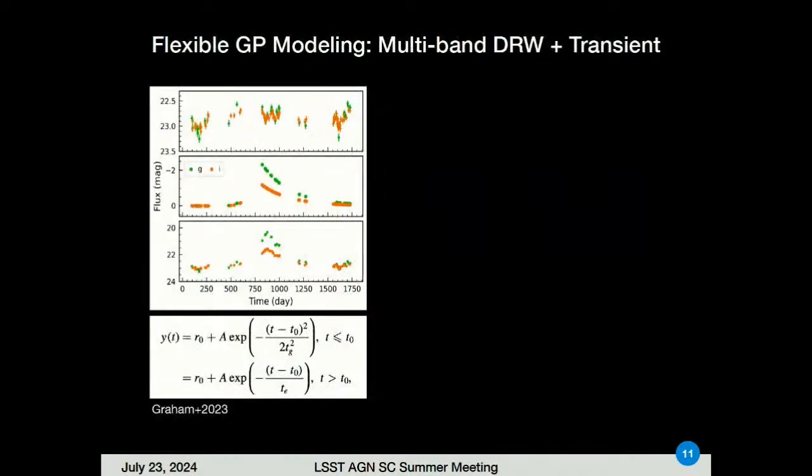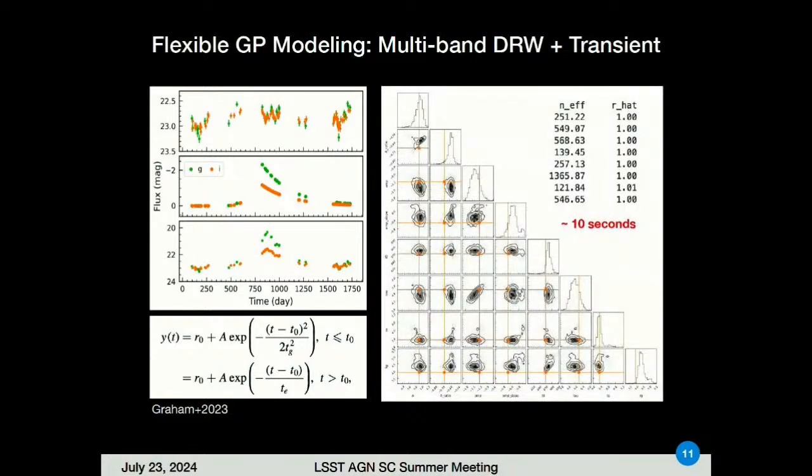What else can we do? I just heard a talk about transients, and we only model DRW and transient. I simulated this DRW plus transient light curve. That's the result. I used the model from Graham 2023: amplitude, the transient peak time scale, rise time scale, decay time scale, right? And we can do that as well. It's not perfectly centered, but it's close, right? And all the MCMC takes 2 seconds. This I think is pretty fast.